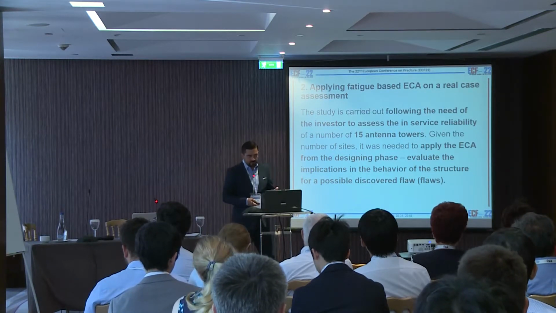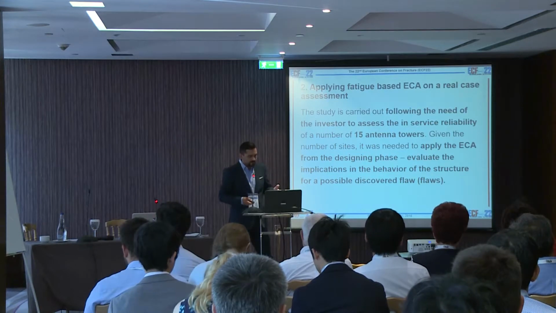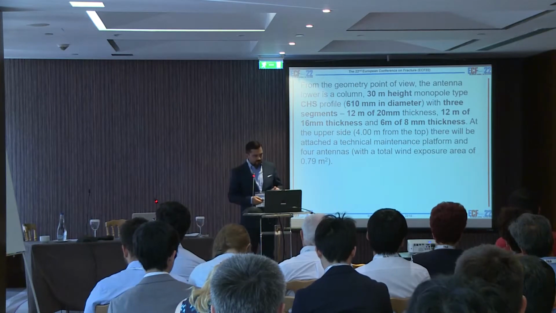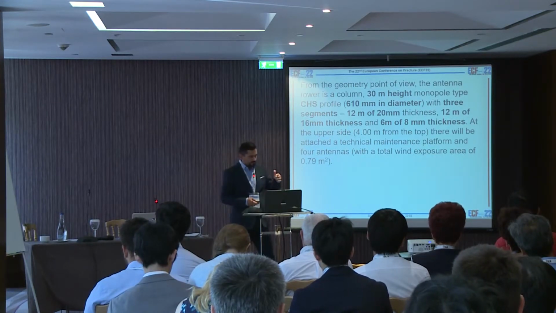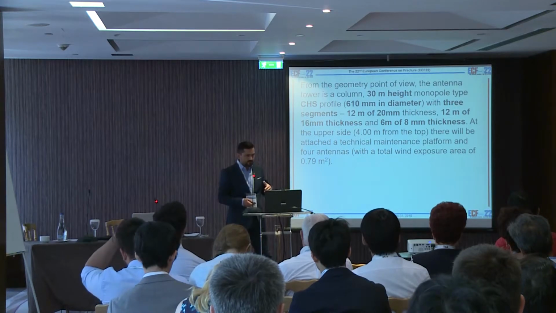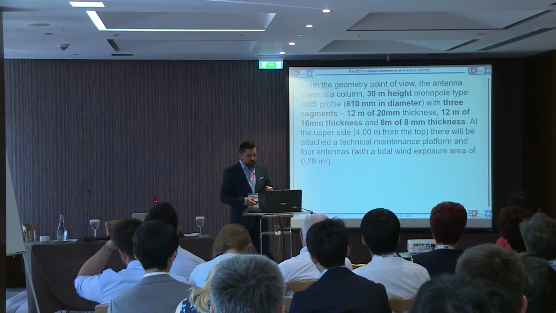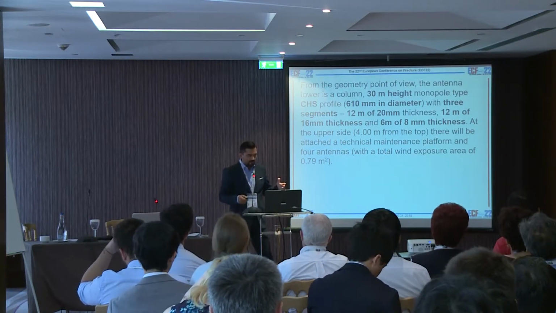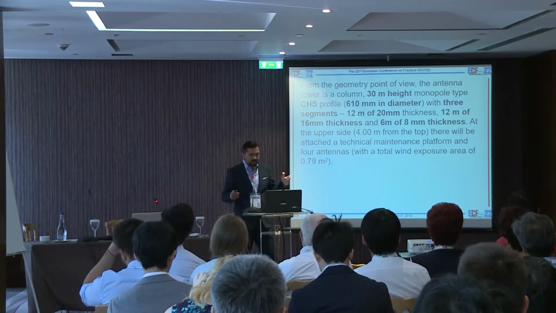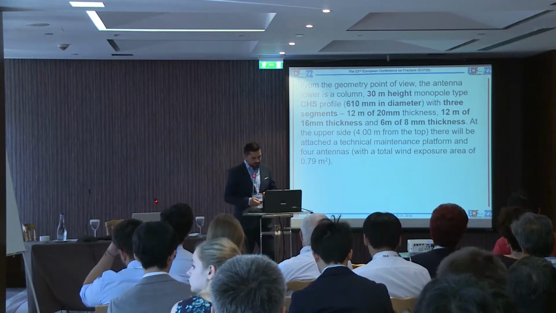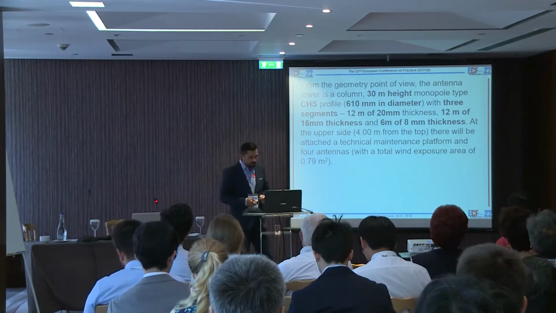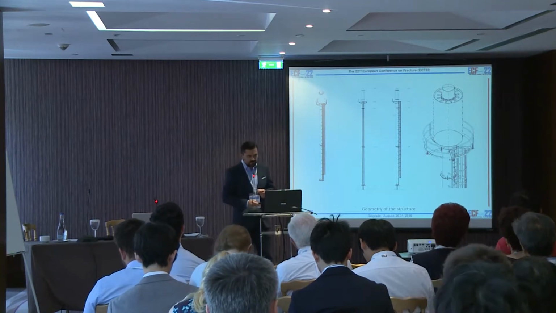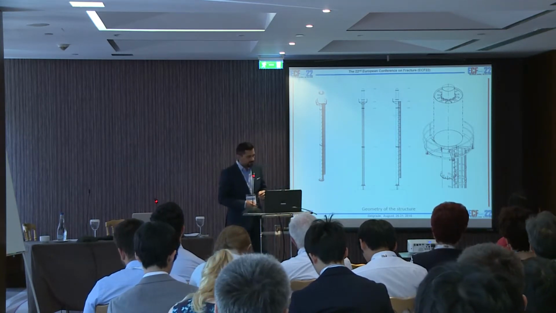So it was needed to apply the ECA from the beginning, in the designing phase, more or less. From the geometry point of view, it's a monopole antenna type, 30 meters high with 3 segments: 2 of 12 meters and 1 of 6 meters. The diameter is 610 millimeters. It's a circular hollow section type, profile 1. And at the top we have a service platform, which is around 4 meters from the top.